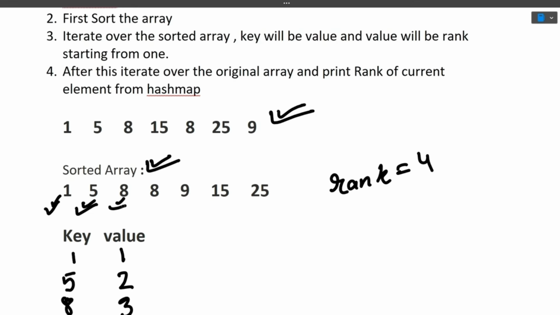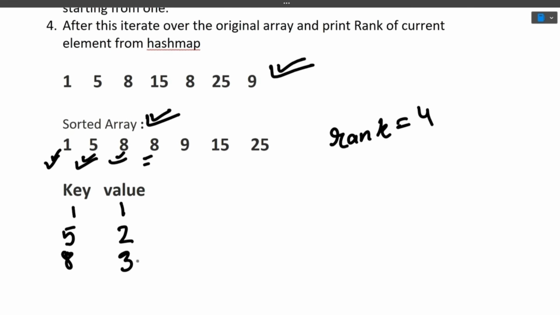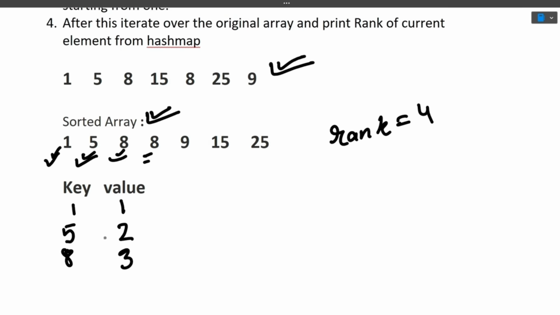Now we will again come to 8, this second 8, and we will check whether it is present in the hash map or not. So the answer is no, it is not present in the hash map. Oh sorry, the answer is yes, it is present in the hash map. So we'll leave this element as it is. We will move towards the next element, that is 9. We'll check whether 9 is in the hash map or not. It is not, so we have added it in the hash map, and the value will be the rank. Again the rank will be updated by 1, that is 5. Next is 15. 15 is also not in the hash map. So 15 gets rank 5.